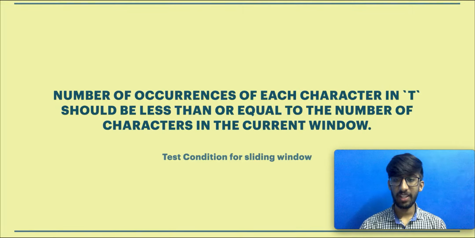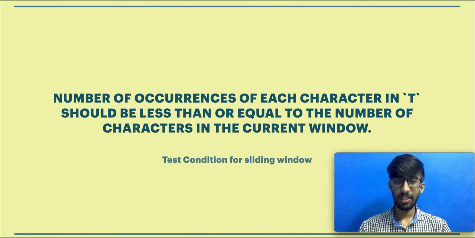The test condition goes something like this. The number of occurrences of each character in T should be less than or equal to the number of those characters in the current window. It is a nerdy way of saying we'll be using the characters within the window to recreate T. So the characters in the window should be exactly equal to, or can be more than, what is required. Hence we'll be needing the needed hash map to store what is needed within the window.